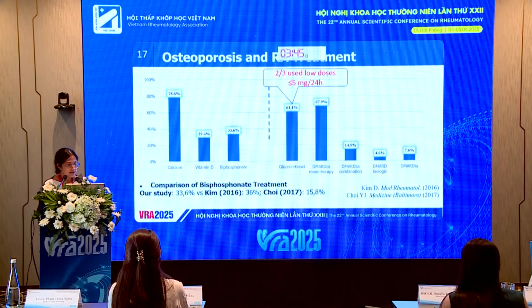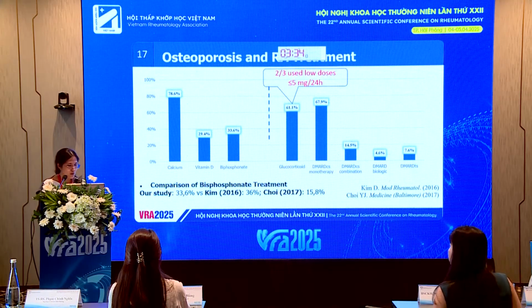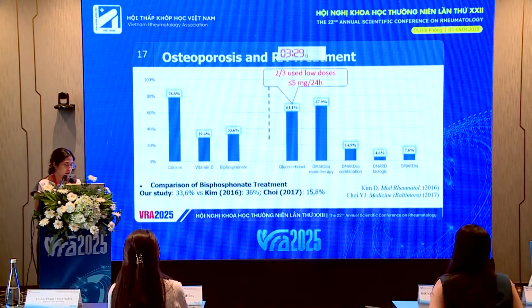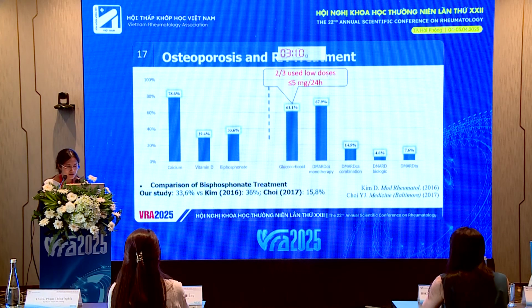And osteoporosis and RA treatment. In our study, we have a lot of patients with glucocorticoid treatment, 61.1%. However, about two-thirds only use a low dose of steroid, less than 5 milligrams per day. For treatment with disease-modifying drugs, most of our study population use DMARDs as monotherapy. We have a few who use biologic DMARDs, targeted synthetic DMARDs, or the combination.